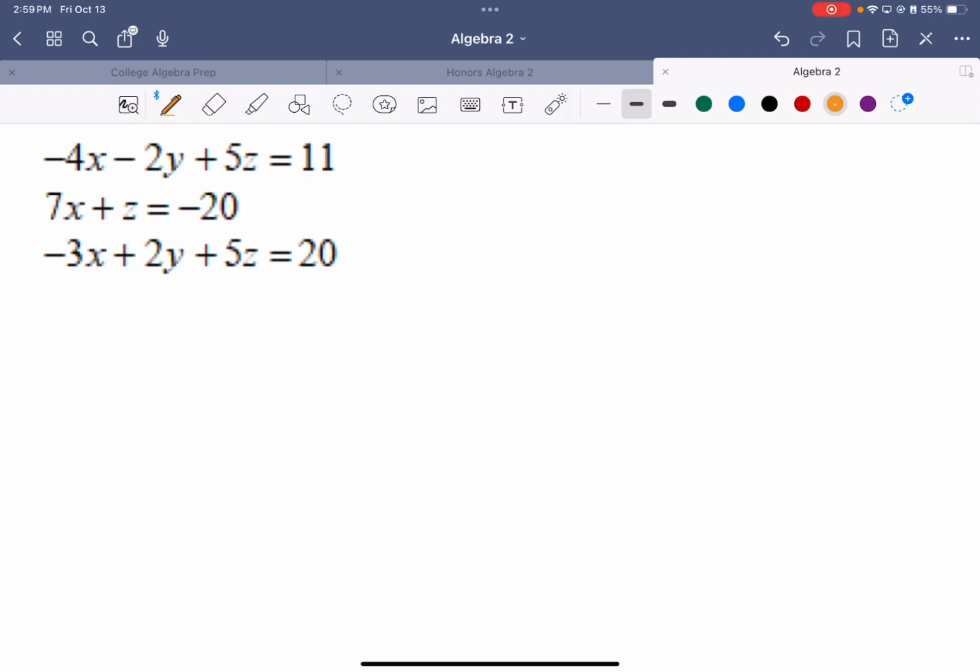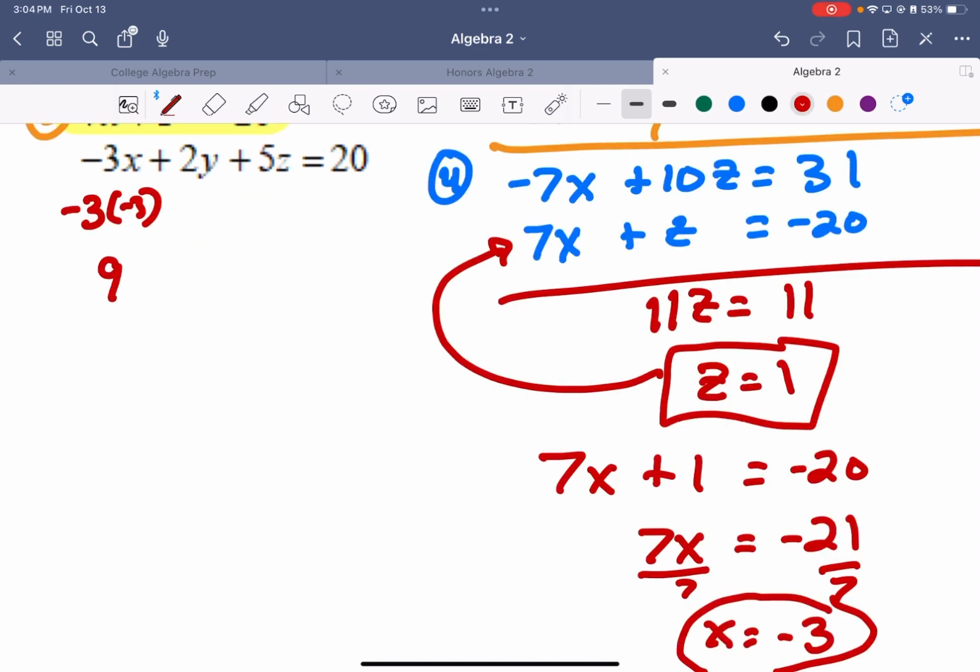It was a z up here. Clearly it was a z right there. We're going to press -3 is 9. I don't know my y value. So it's plus 2y. My z value is 1. 5 times 1 is 5. That has to equal 20.